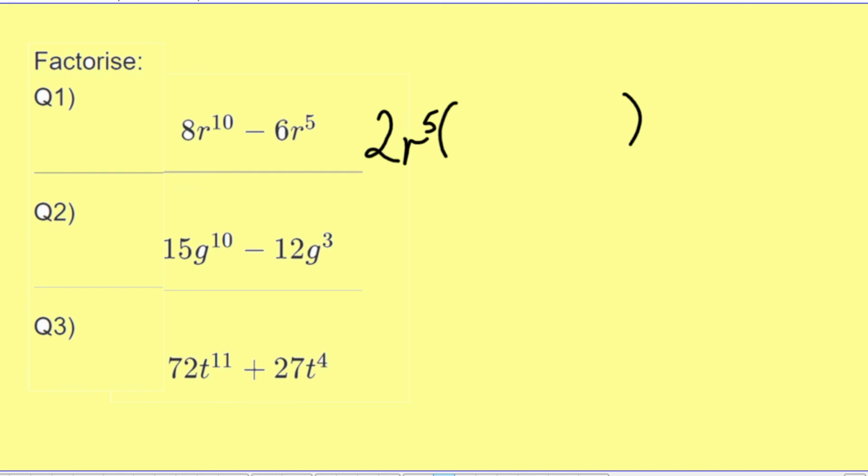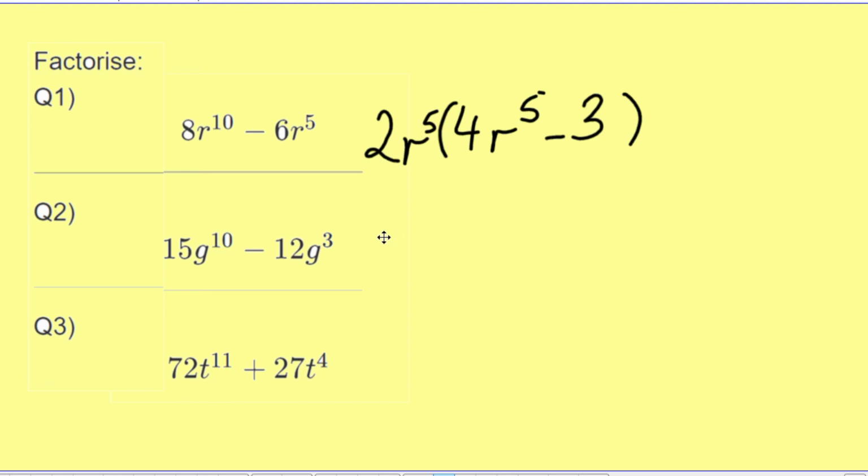Okay, 2 into 8 is 4, and we've got 5 r's already. We need 10 r's inside, so we're going to put another 5 r's here. r to the power of 5 there. And we need to make -6 from 2, so that's going to be -3. And because we've already got r to the power of 5 outside, we don't need to put anything after that 3. That's complete now.